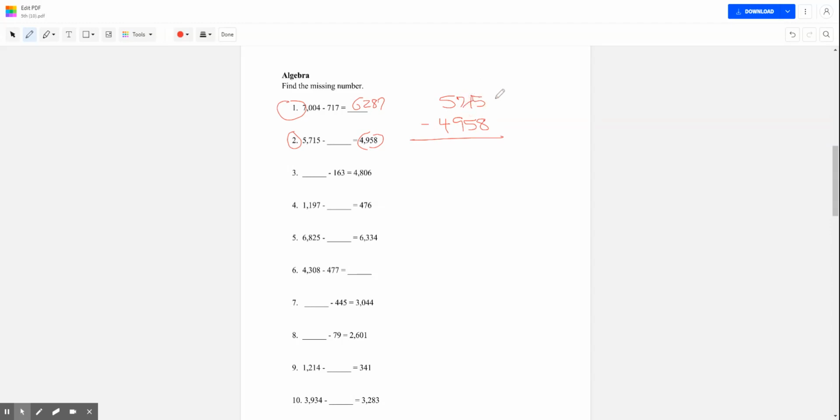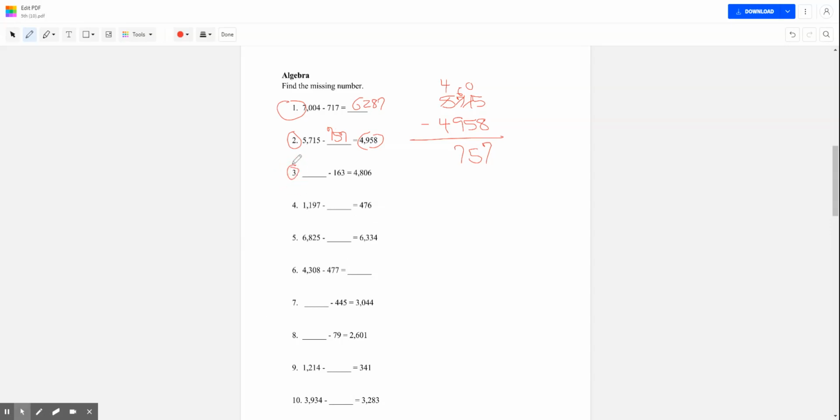We're going to borrow from here. So it gets 15 minus 8, which is 7. 10 minus 5 is 5. This becomes 6. 6 minus 9, 16 minus 9, that's 7. This becomes 4. 4 minus 4 is 0. So the blank is 757.